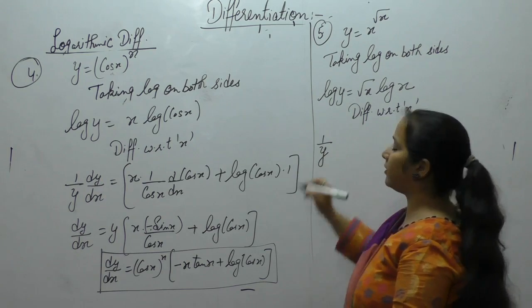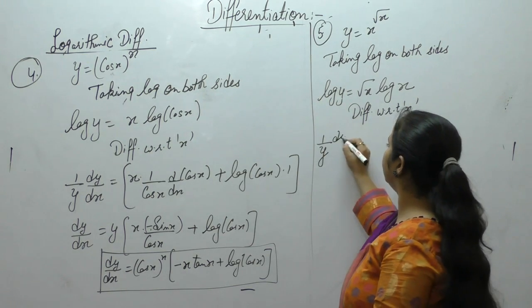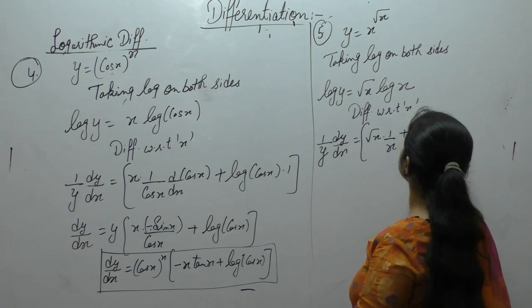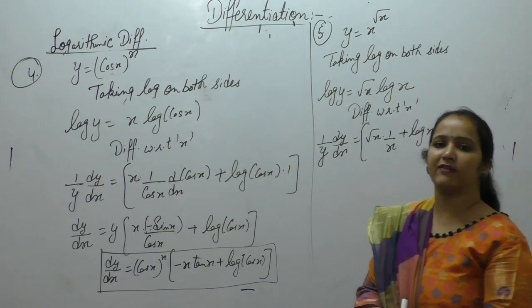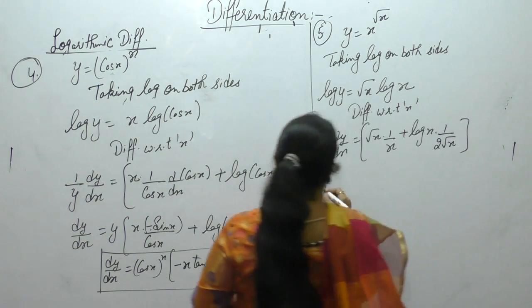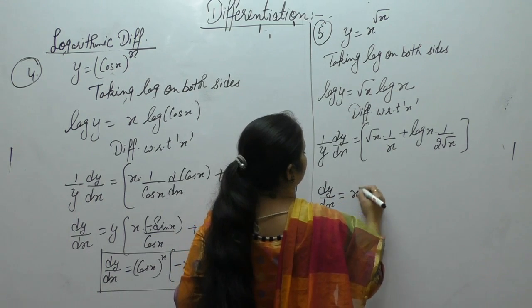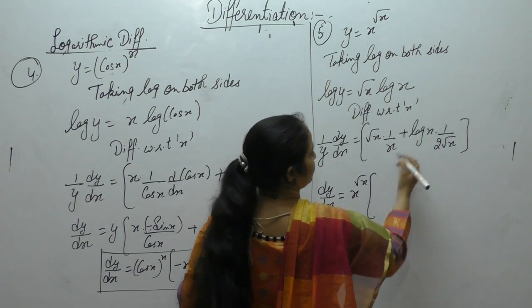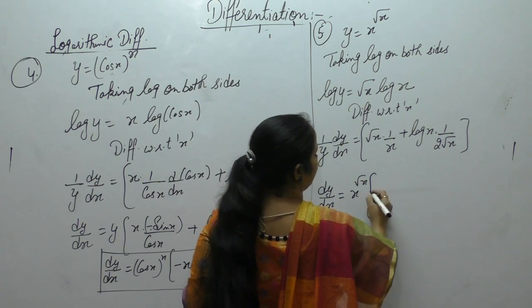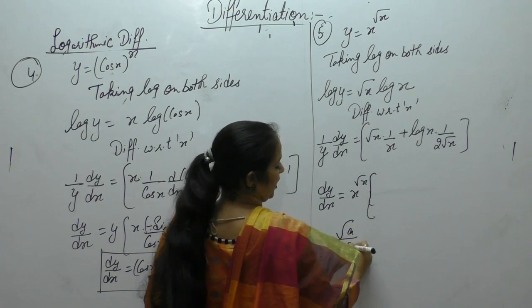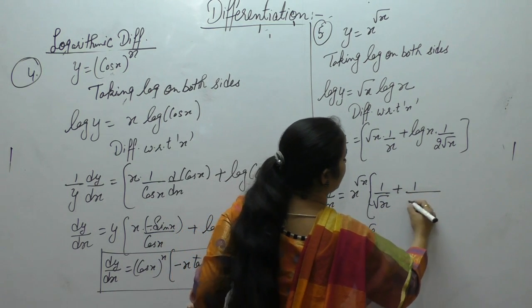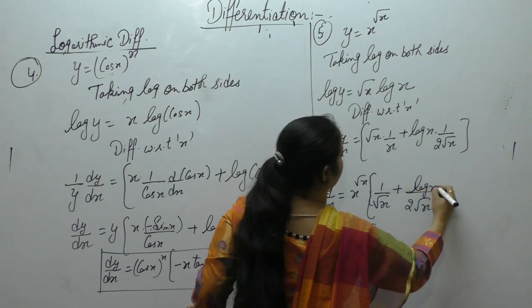Log of y, the derivative of log is 1 upon y dy upon dx. First function, derivative of log x, plus second, derivative of x power 1 by 2. We know it is 1 upon 2 root of x. Clear? Now dy upon dx, y, so what we get? We can take LCM also, or we can leave it as this also. What we get: 1 upon root x plus 1 upon 2 root x log of x.